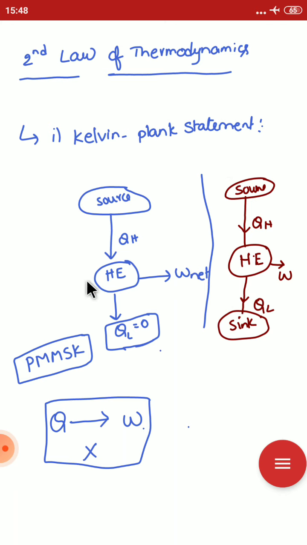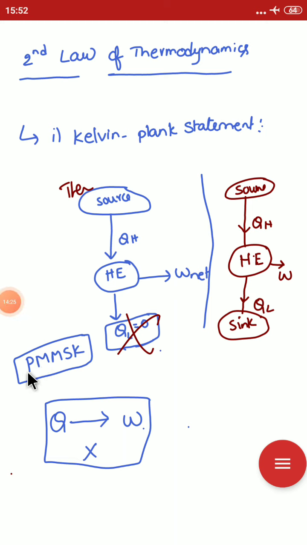His statement is that it is impossible to construct such a device in which an equivalent amount of heat can be converted into work. That too with heat exchanging with only one thermal reservoir. If there is no heat loss and only one thermal reservoir, that is the meaning of the Kelvin Planck statement.